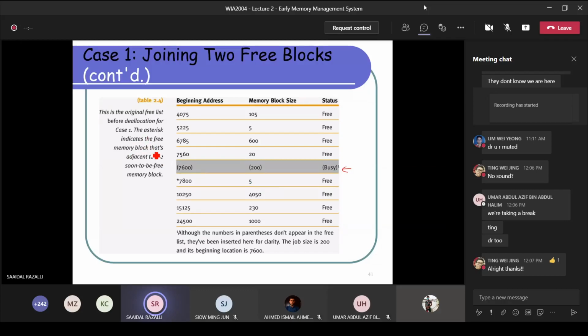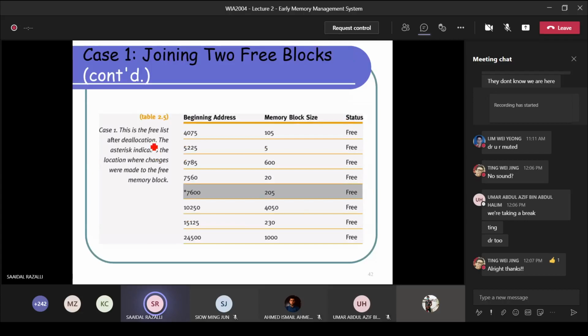So they actually indicate the free memory block that is adjacent to the soon to be free memory block. The job size is 200 and beginning at location 7600. Okay, this one 7600, 7800, 200, and 5. This one is the busy process or something. Okay, so this one is free. This is the free list.